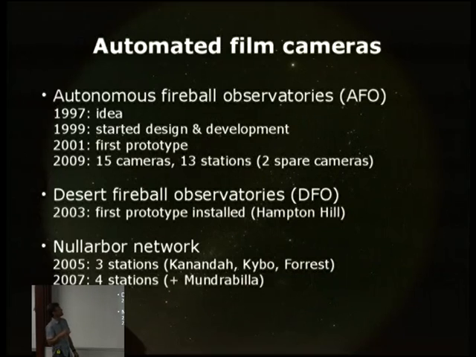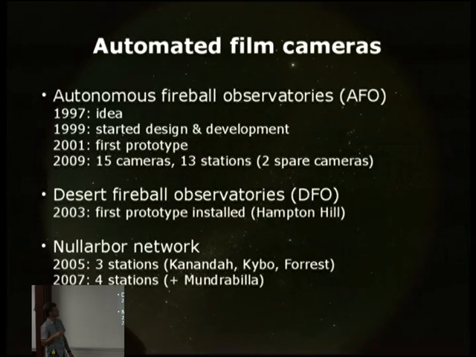So then the next generation was automated film cameras. About in 1997 there were first ideas to design this sort of device at the Czech Astronomical Institute in Ondřejov. In 1999 started the design and development based on their specification. That's about the time when I joined this type of project as a software developer. So I have through the years coded the control software of these film cameras, and it's actually running up to now.